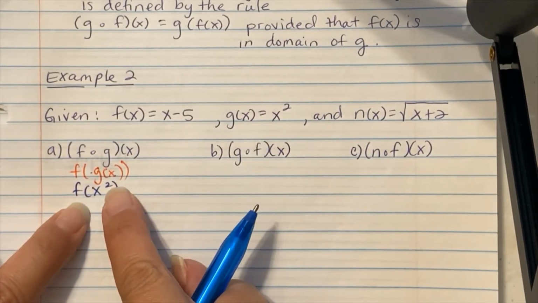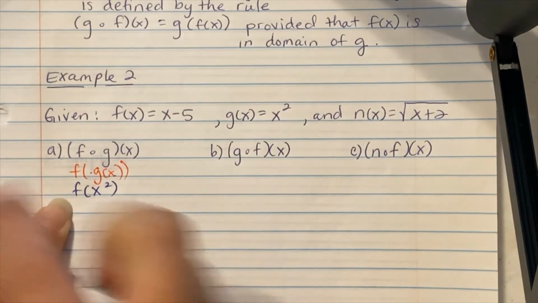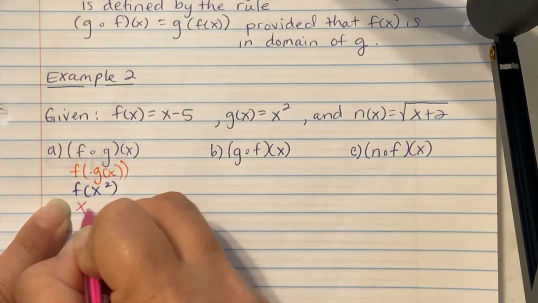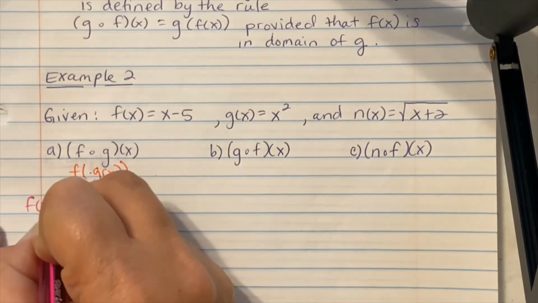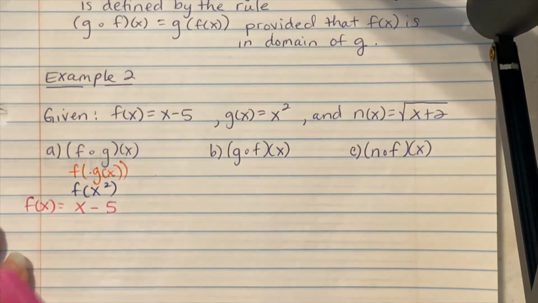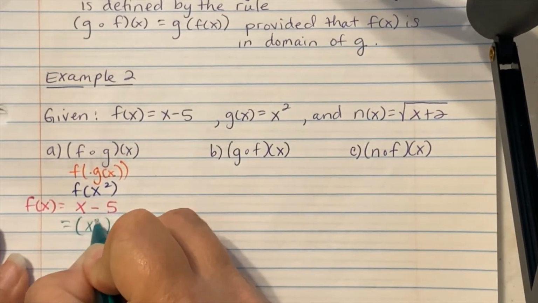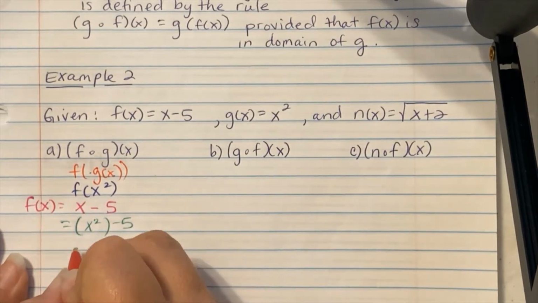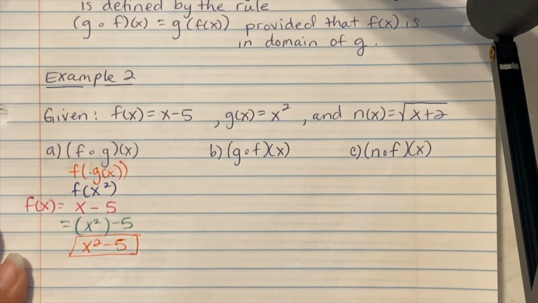Now I'm going to take my f equation, but it says f of this. So we're going to write our f equation, which is x minus 5. Remember, we're doing f of x squared. So in place of x here, we are sticking x squared in its place. So we finish with x squared minus 5 as an answer.